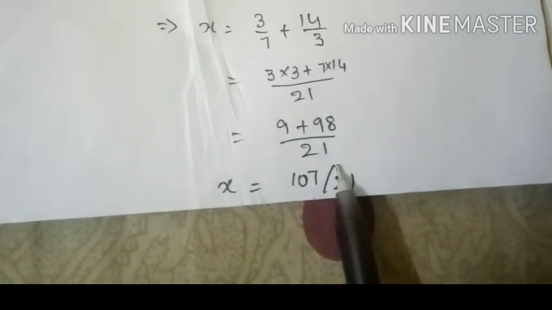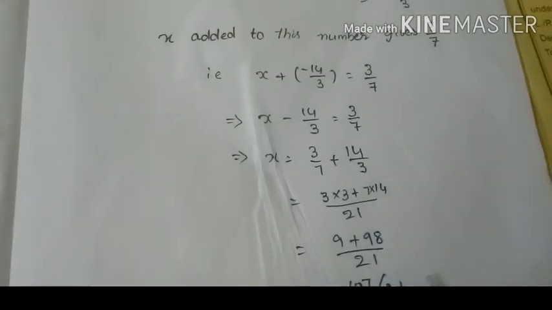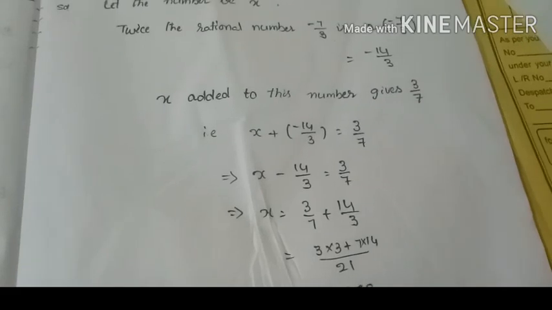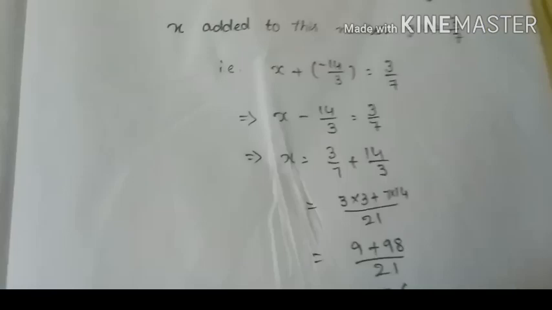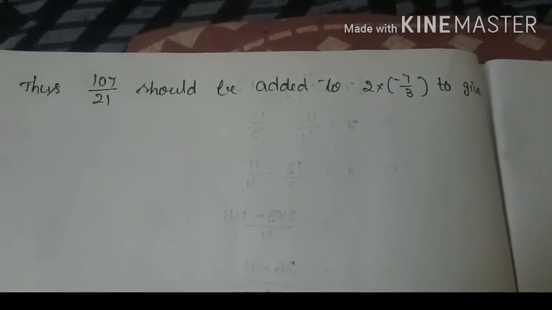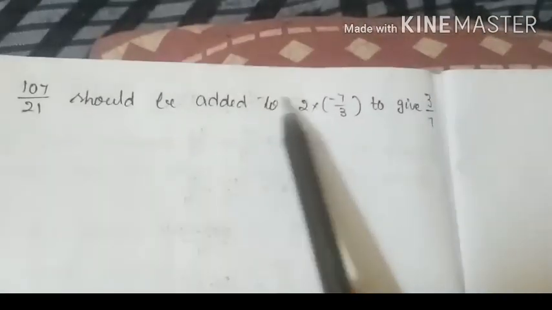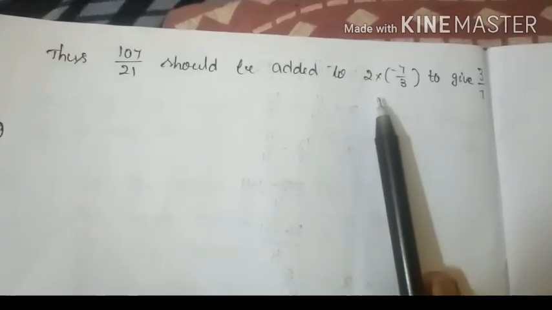What is this number? If you add this number to twice a rational number minus 7 by 3, then we get 3 by 7. Clear? This is our required number. That means thus, 107 by 21 should be added to twice of minus 7 by 3 to give 3 by 7. Clear?